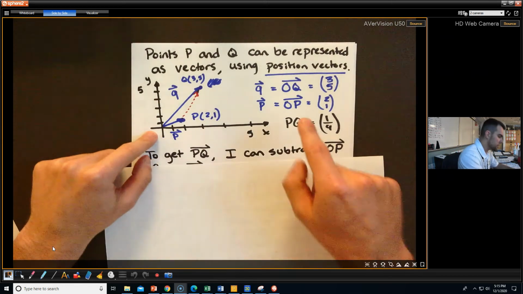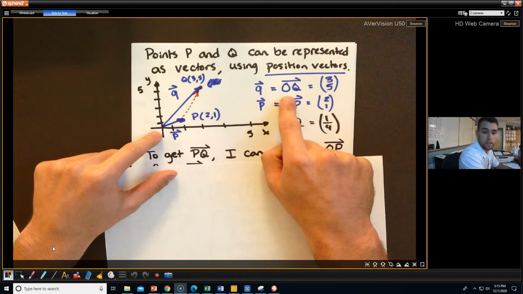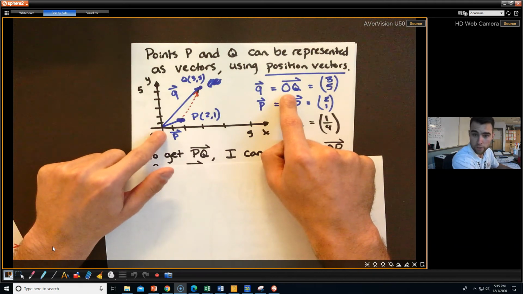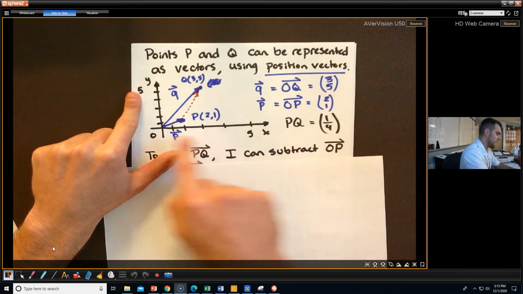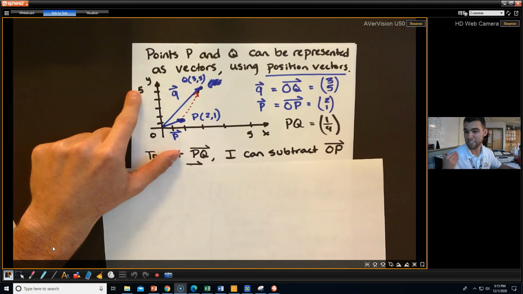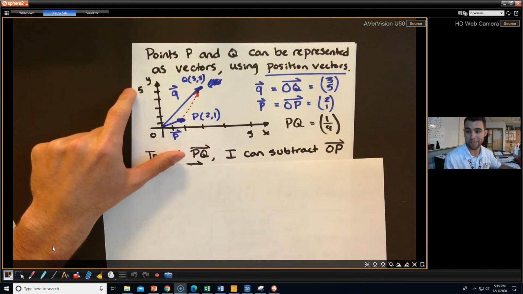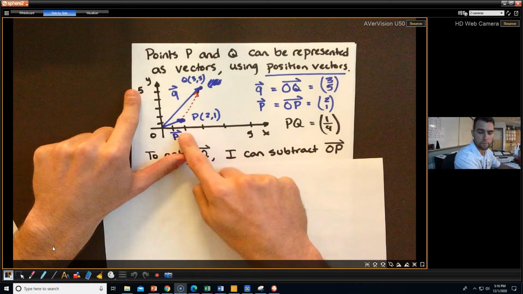And so what I can do is represent this as the Q vector is equal to the point O, or origin, to point Q. And that's going to equal, well, my x component is 3, my y component is 5, and it's really just the coordinates of that. That's how it worked out, right? Same thing with vector P. I'm going from O to P.